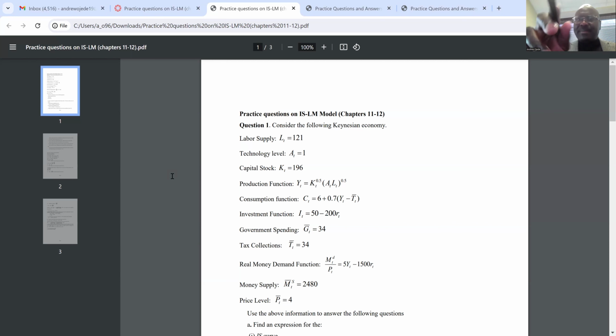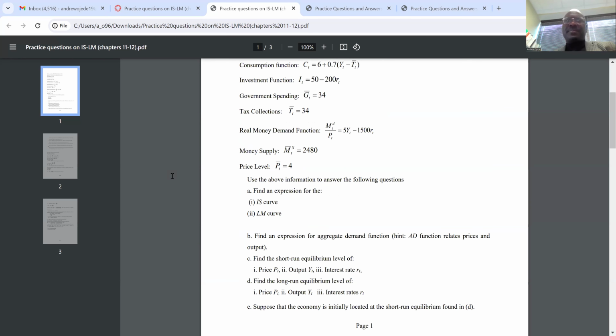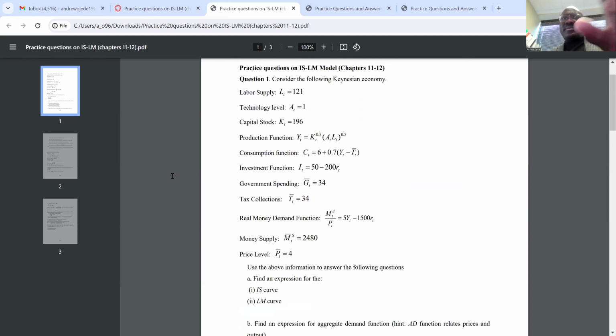And then I gave you the money demand function. Remember, MD over P is 5Y minus, as I said, disregard the time subscript all through. And then the money supply is 2480, price is 4. And then I say, use the above information to answer the following questions. Find an expression for the IS curve. Okay.